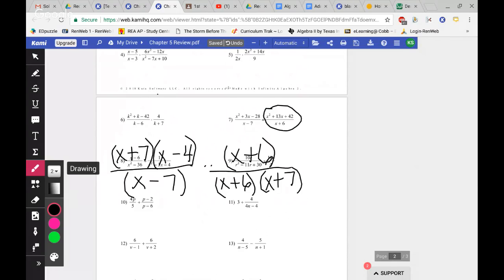So now I'm going to look for things that cancel. The x plus 6 cancels here. Once again, you can cancel top to bottom, but you can't cancel horizontally. You can cancel diagonally, though. So this x plus 7 can cancel with that x plus 7 over there. And that leaves me with x minus 4 all over x minus 7. And that is my final answer for number 7.